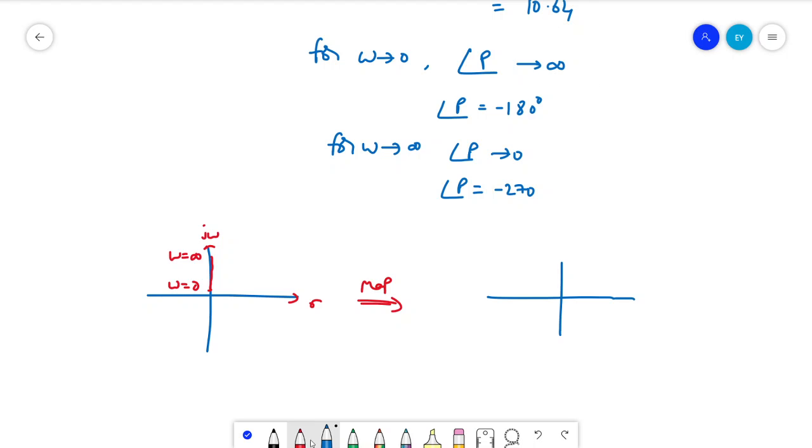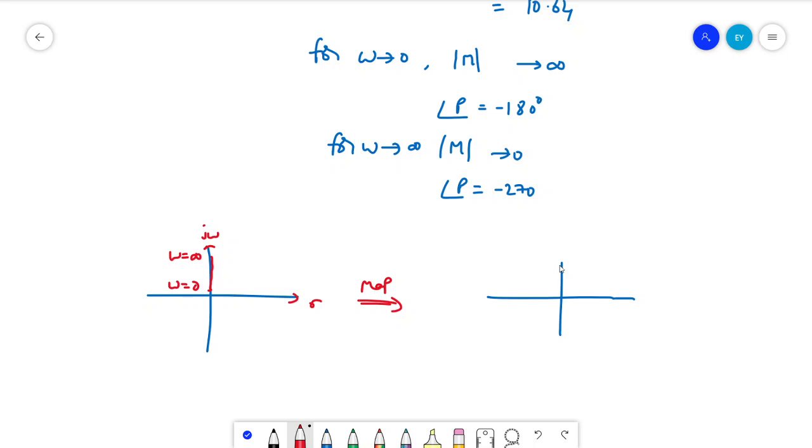There is a small mistake I made here. This is not phase, this is gain. Sorry for the mistake, just observe carefully. This is actually gain: magnitude tends to infinity and phase tends to minus 180, and here magnitude tends to 0 and phase tends to minus 270. Therefore the magnitude is infinity at minus 180 degrees.